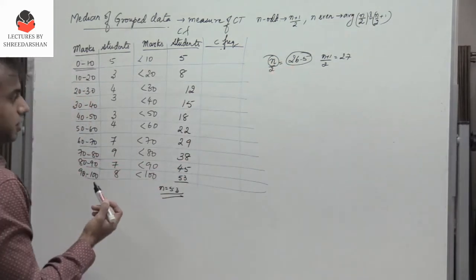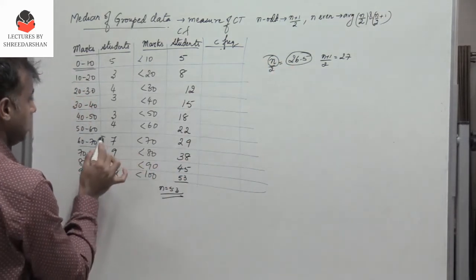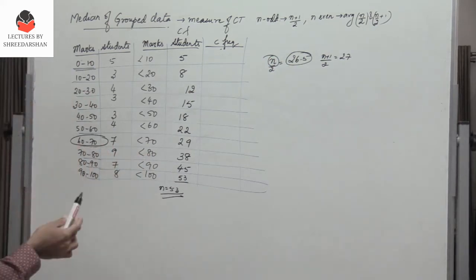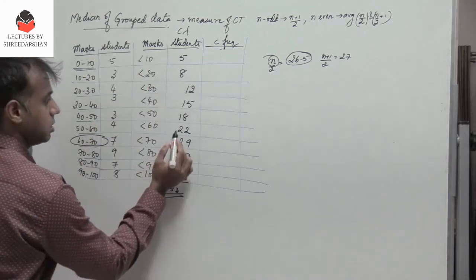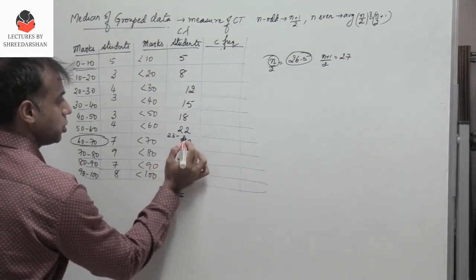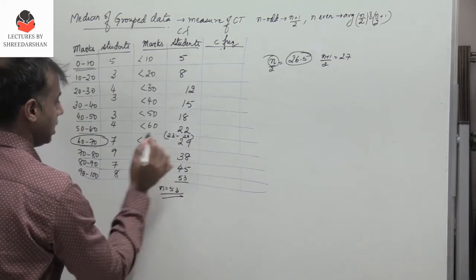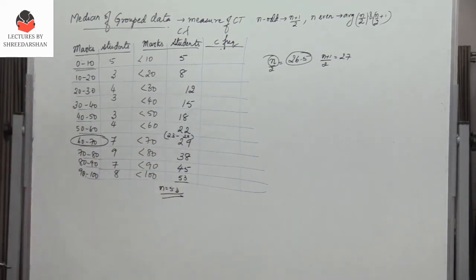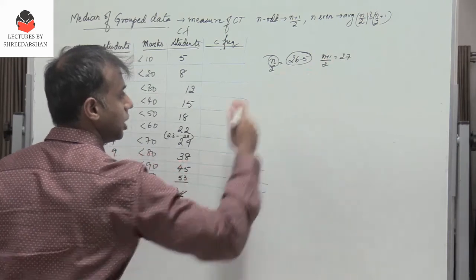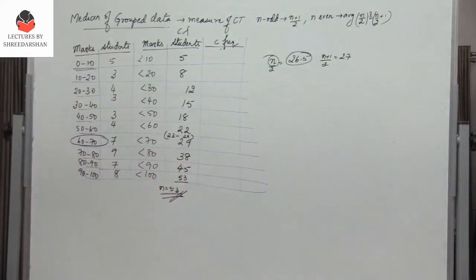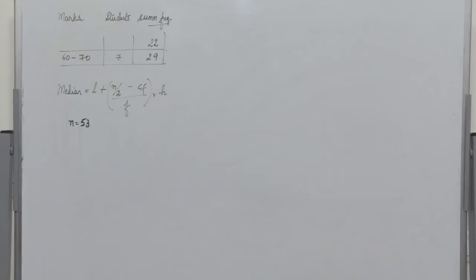So where does 27 lie? 27 lies in this class interval, because we have 22 students who have got less than 60, and the students 23 to 29 lie in the interval 60 to 70. Right? So when we talk about the mid value of 53, which is n plus 1 by 2, I get 27. So 27 lies in the class interval 60 to 70.